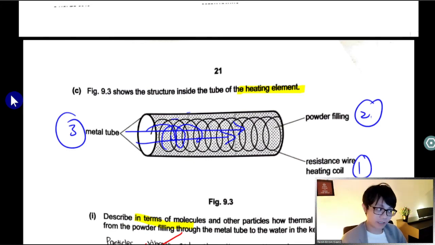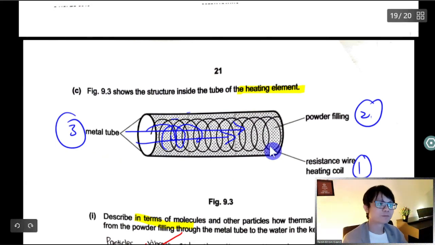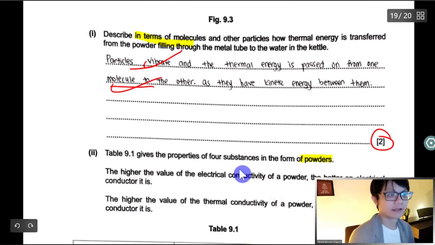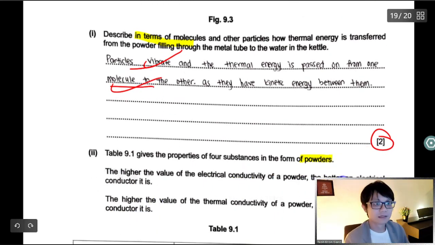It's a good heat conductor, but don't melt, because when you melt, then again the thing won't work. Okay, the electric will just pass through like that. So the higher the value of the electric conductivity of powder, the better the electric conductor is. Of course, the higher the thermal conductivity of the metal powder, the better.